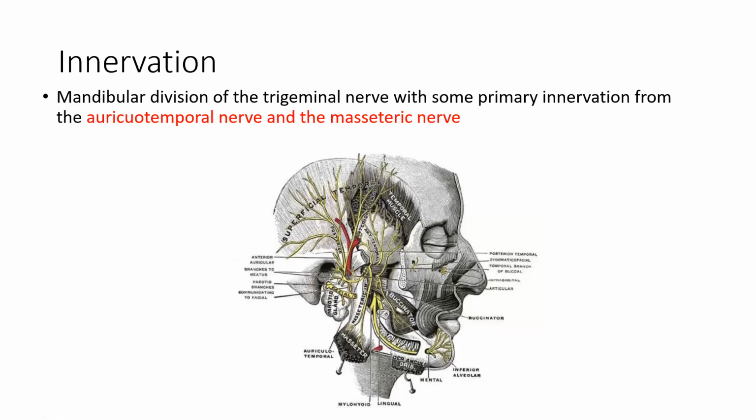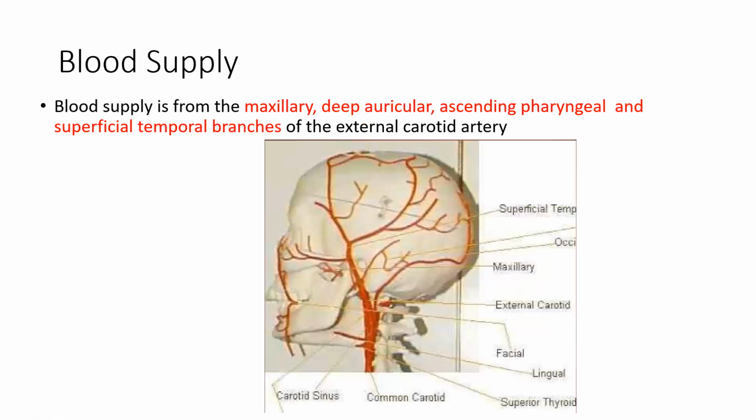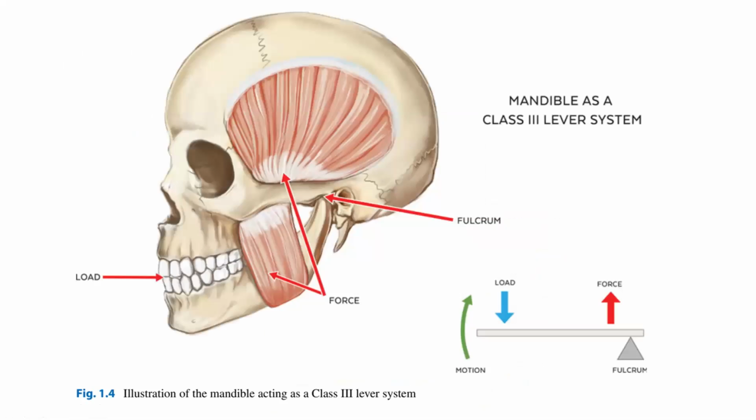Going to the innervation of the temporomandibular joint, it is mainly innervated from the trigeminal nerve, basically from the auriculotemporal nerve and the masseteric nerve, which are branches of the mandibular division of the trigeminal nerve. The blood supply is from the maxillary artery, deep auricular, ascending pharyngeal, and superficial temporal branches of the external carotid artery. The mandible acts as a cantilever system, with the condyle as the fulcrum, the muscles of mastication as the force, and the anterior portion of the teeth as the load.